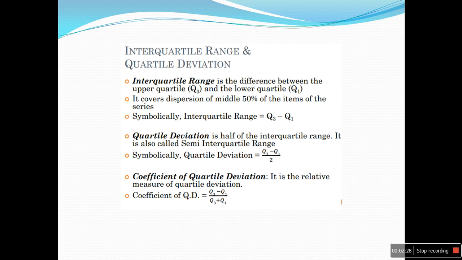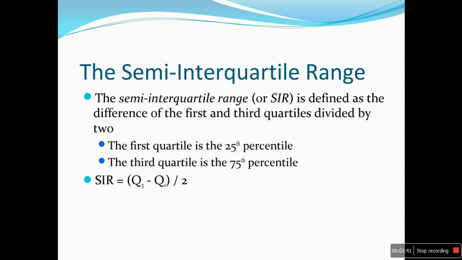Coefficient of quartile deviation, it is the relative measure of quartile deviation: Q3 minus Q1 over Q3 plus Q1. This is the formula of coefficient of quartile deviation. The semi-interquartile range, we already revised it. Semi-interquartile range is Q3 minus Q1 over 2, and first quartile is equal to the 25th percentile and third quartile is equivalent to the 75th percentile.